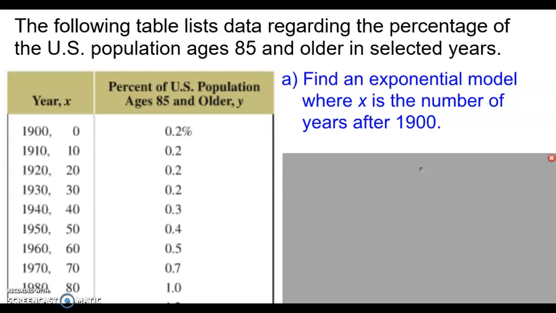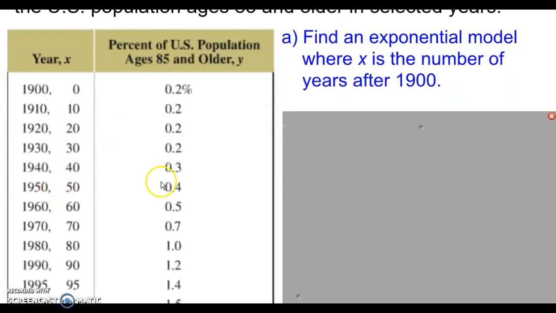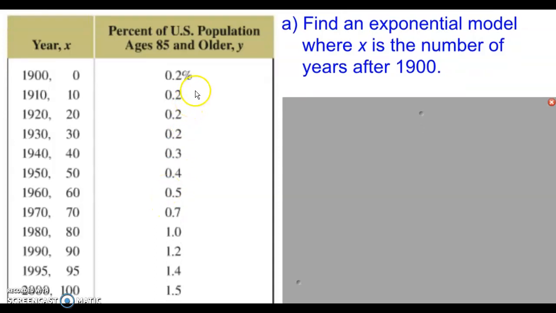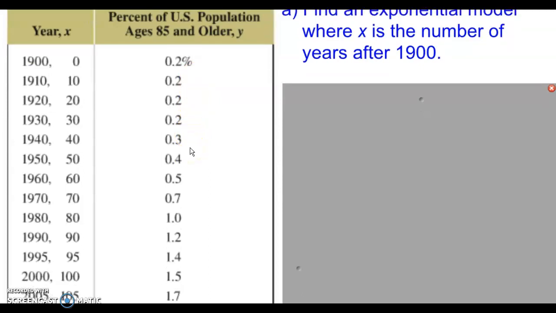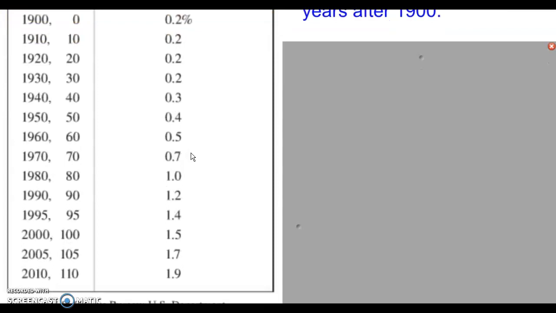Okay, so the first thing we have here is these are years since 1900 and the percentage of our US population that is over 85 years old. So it was very steady for a while from 1900 all the way through 1930. It was only about 0.2%. Then it started creeping up and then it started creeping up a little bit faster.